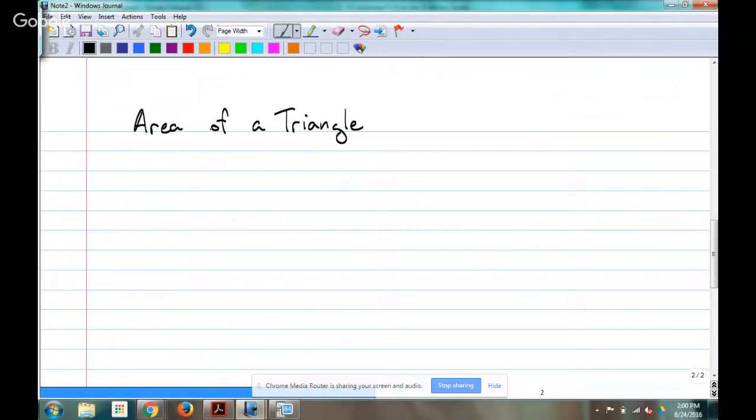All right, so area of a triangle. What's the formula if you know everything about the triangle? 1/2 base times height. Okay, that's what the area of a triangle is. So with a matrix, it is 1/2 times the determinant of the vertices.